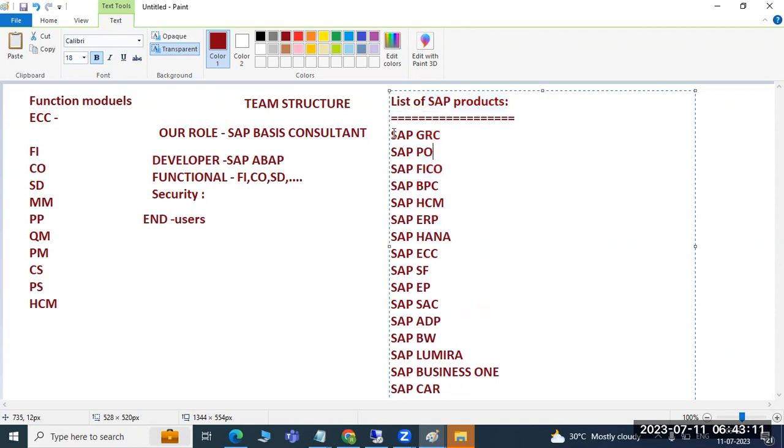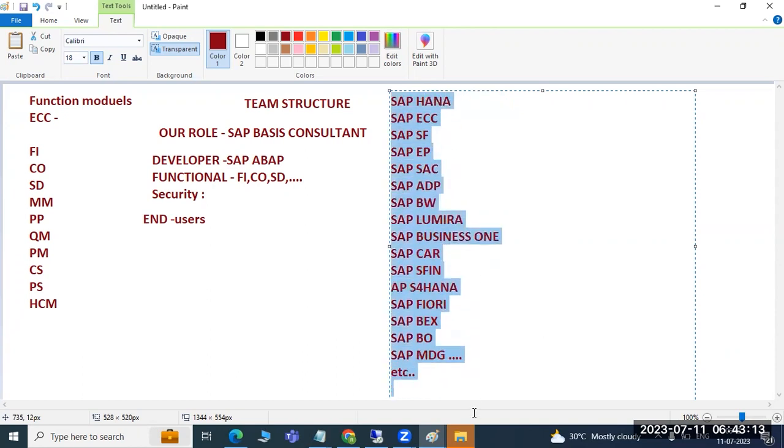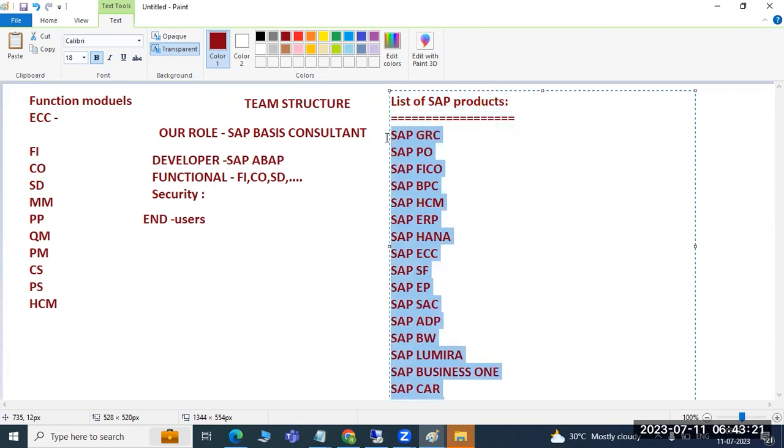These all are the most frequently used products by SAP. All are SAP products only. Depending on your business need, you have to use these software products. Okay, these are about the SAP products.